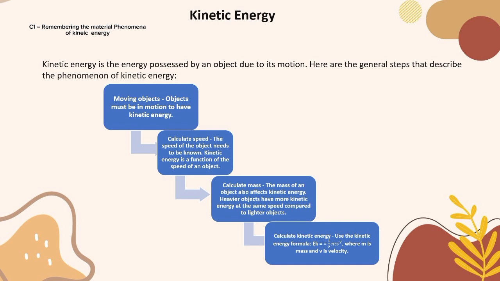Next, calculate mass. The mass of an object also affects kinetic energy. Here, heavier objects have more kinetic energy at the same speed compared to lighter objects. The last step, calculate kinetic energy. This is the kinetic energy formula: E equals one half m times v squared, where m is mass and v is velocity.